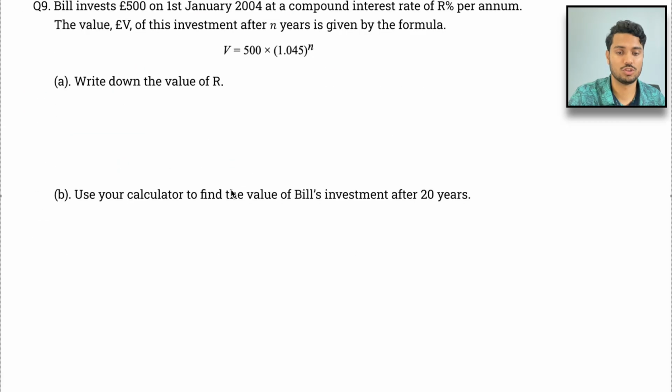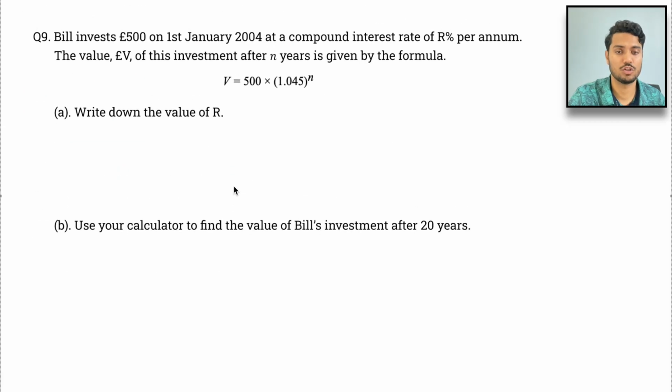Let's move on to question number 9 now. Question number 9 says Bill invests £500 on 1st of January 2004 at the compound interest rate of R percentage per annum. The value V pounds of this investment after n years is given by this formula. V is equal to 500 multiplied by 1.045 raised to n. It says write down the value of R.